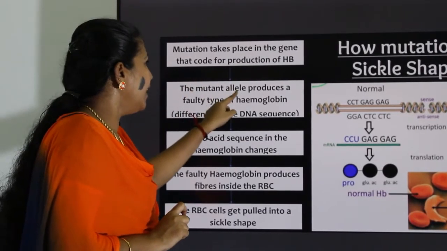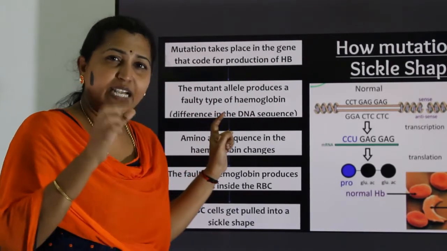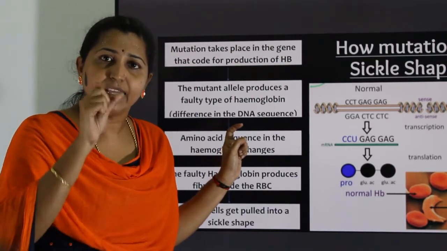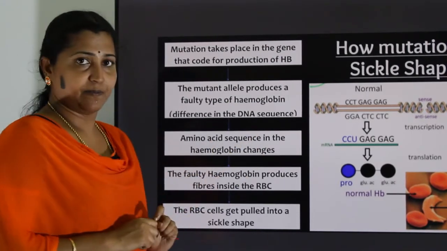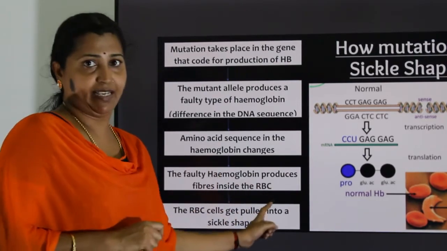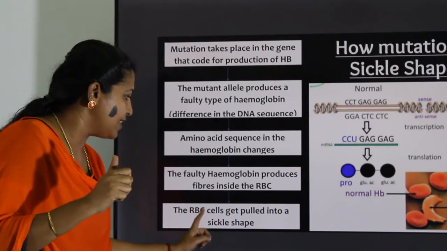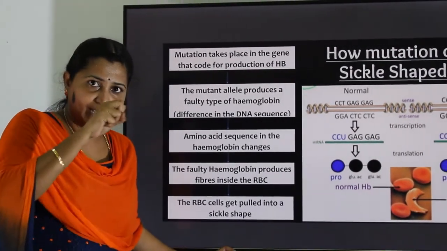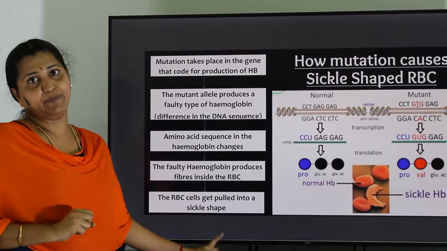So the mutant allele produces a faulty type of hemoglobin. That means there are differences in the DNA sequence, so the amino acid sequence in the hemoglobin changes. The faulty hemoglobin produces fibers inside the RBC. So inside the RBC, what will be produced? Fibers. And what will these fibers do? The RBC gets pulled into a sickle shape because these fibers are pulling the RBC. So automatically the RBC changes its shape and becomes sickle shaped.